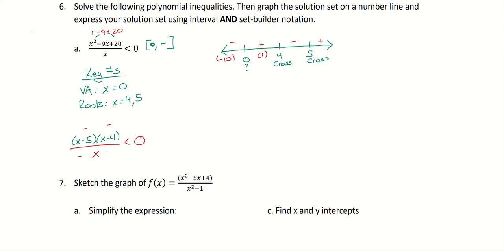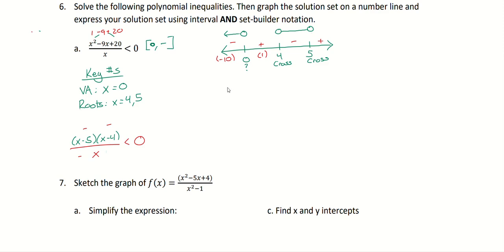So if we're actually doing our graph, we're here. I'm looking for where it was negative. So I have this first piece. Everything to the left here. Nothing between 0 and 4. And then everything between 4 and 5, just not including 4 and 5 themselves. So here's our graph. That was one of the parts we were asked.